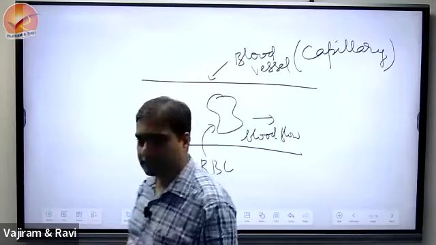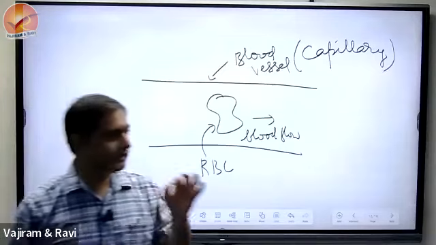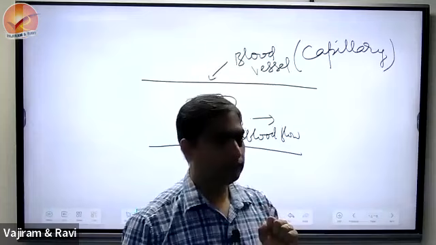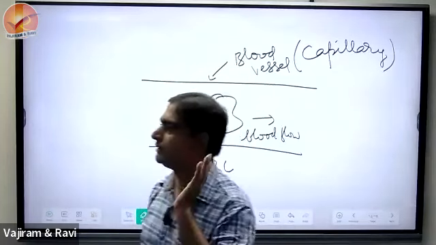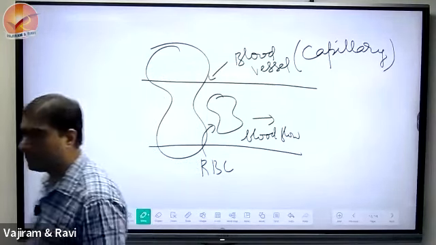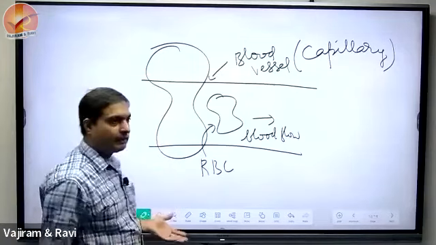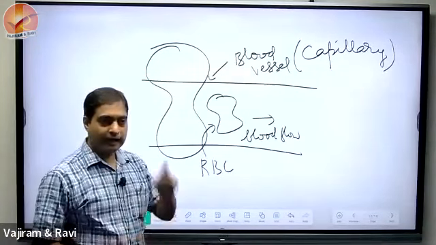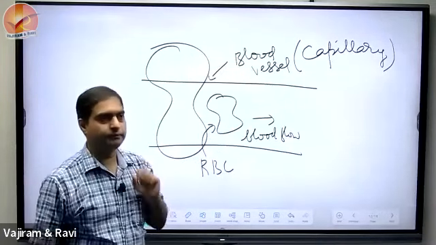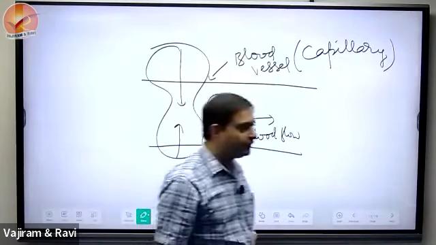So the thinnest blood vessel is known as what? Capillary. It is single cell thick, or single cell thin. The diameter of this capillary is narrower than the diameter of an RBC. Is it clear? If this is your RBC, you can see here why I have drawn the RBC size greater than what? The capillary size. So if the RBC has to move inside this capillary, then it has to change its shape. It has to squeeze itself to get accommodated in the tiny capillaries.